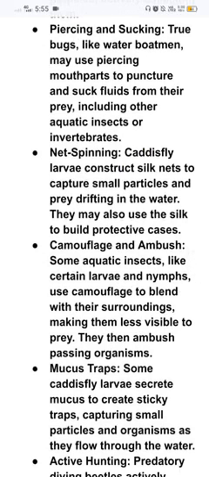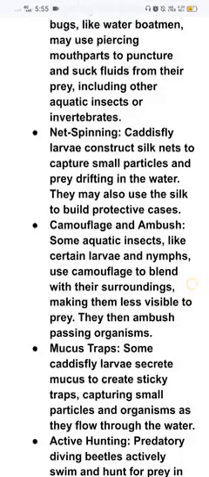The net spinning is another important strategy. Caddisfly larvae construct silk nets to capture small particles and prey drifting in the water. They may also use the silk to build protective cases. And camouflage and ambush. Some aquatic insects like certain larvae and nymphs use camouflage to blend with their surroundings, making them less visible to prey. Then they ambush passing organisms.